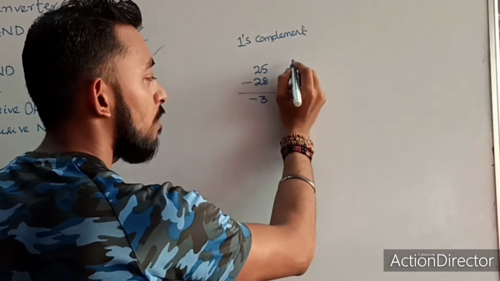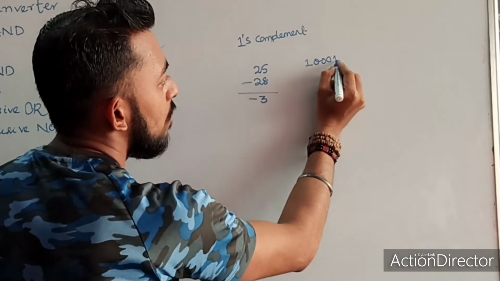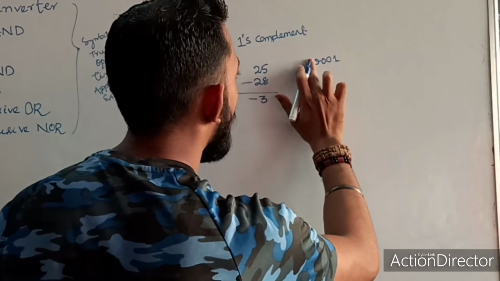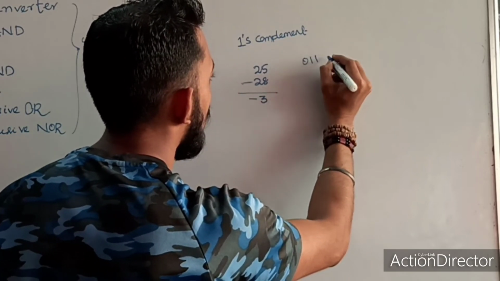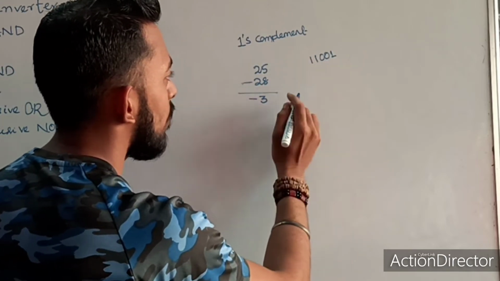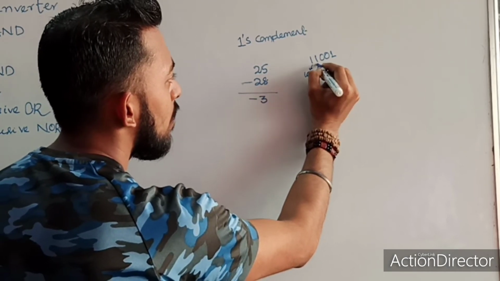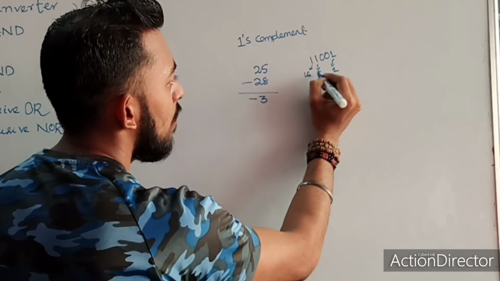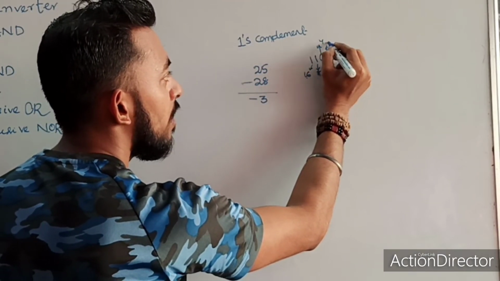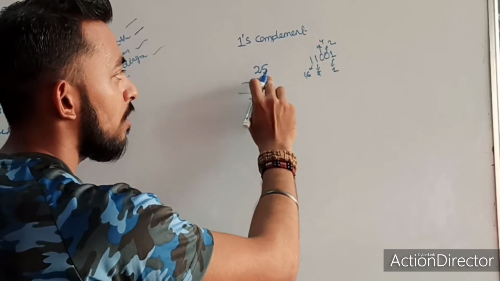So what is the representation of 25? This is the 5-bit representation of 25. This is nothing but 16. This is nothing but 8. This is nothing but 1. So 16 plus 8 is 24, plus 1 is nothing but 25, and the 4 and the 2 we are not including. Okay, so 1 1 0 0 1 is my representation of 25.